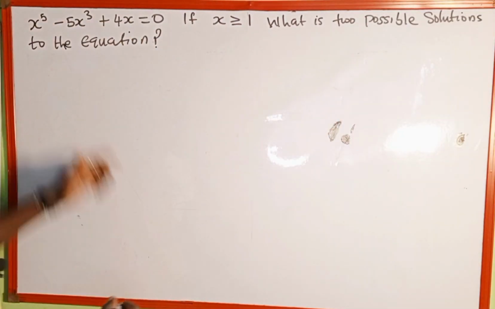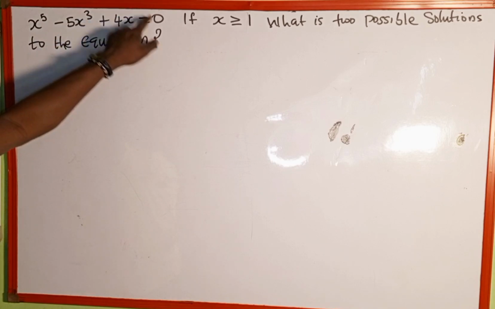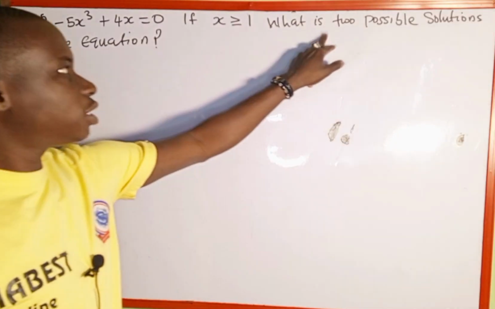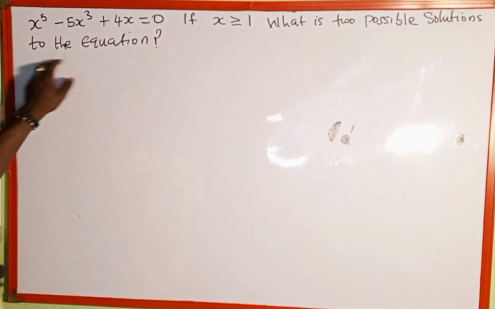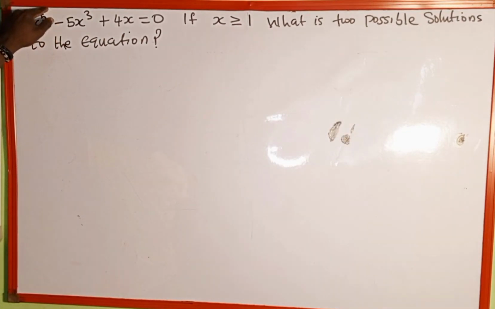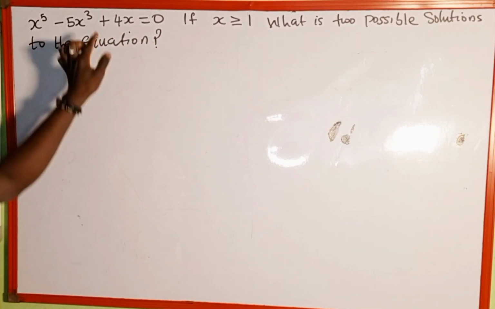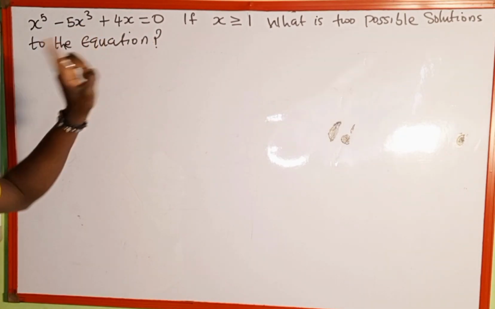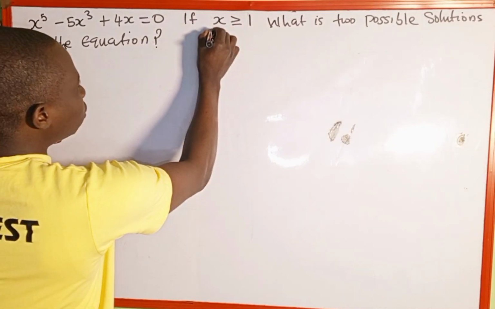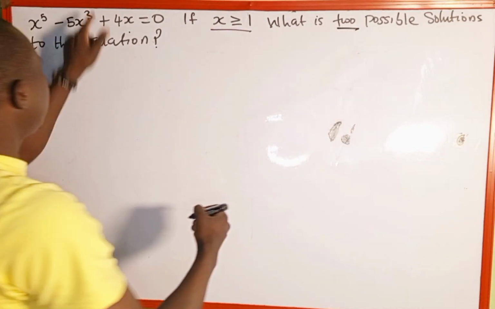The question on the board read x to power 5 minus 5x to power 3 plus 4x is equal to 0. If x is greater than or equal to 1, then what are the two possible solutions to the equation? So what do you notice here? x is raised to the power of 5. So in this equation, we are expecting to get 5 possible solutions that will satisfy this equation. But remember that the equation says if x is greater than 1, then we are going to find the two possible solutions to the equation.